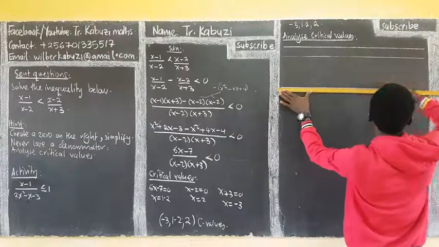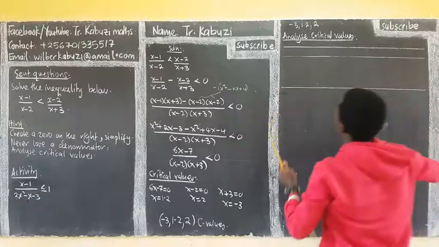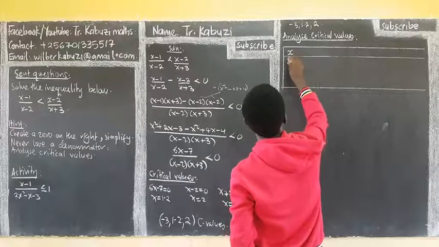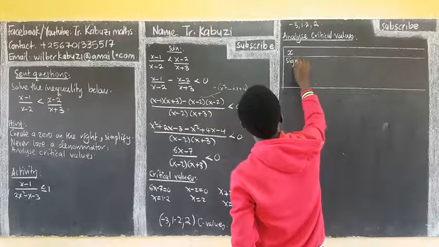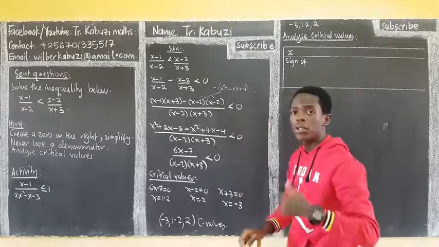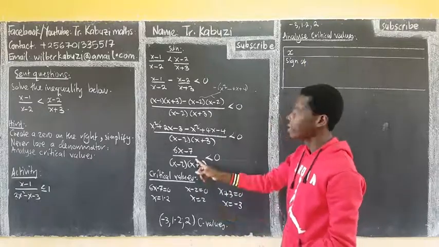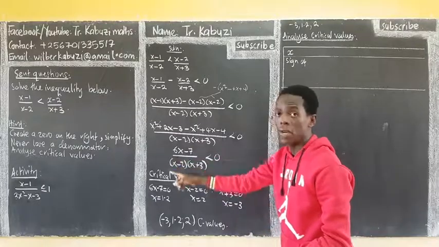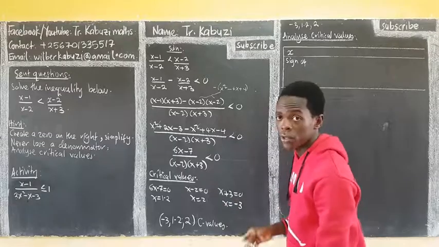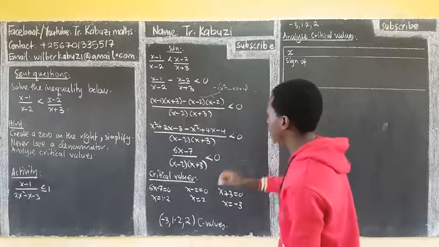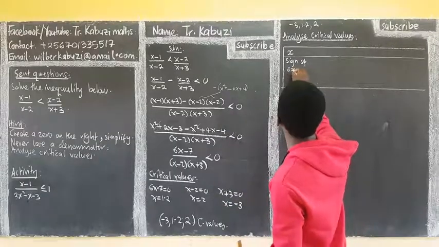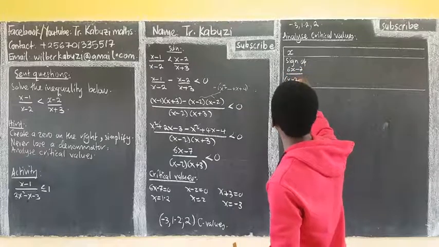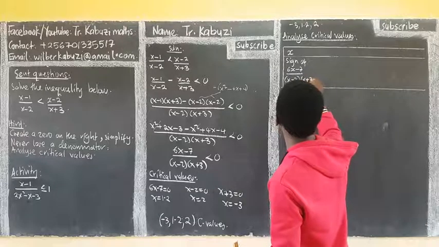It's going to be this one here. Now here I have the value of x. Then here we get the sign of the expression we used to get the critical values. So this is our expression we used to get these critical values. So we analyze now, we want the sign of this expression based on the values of x we are going to use. So the sign of (6x minus 7) over (x minus 2)(x plus 3).